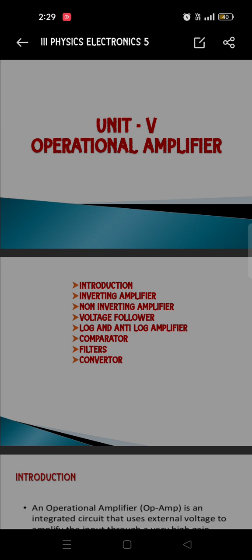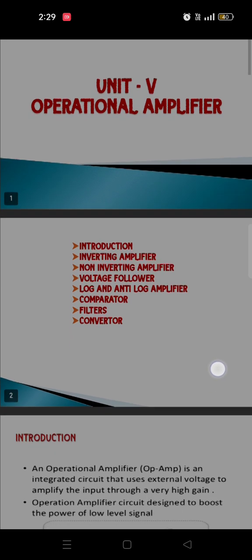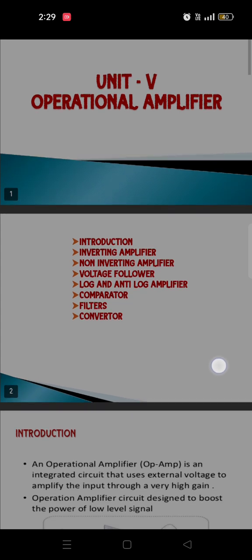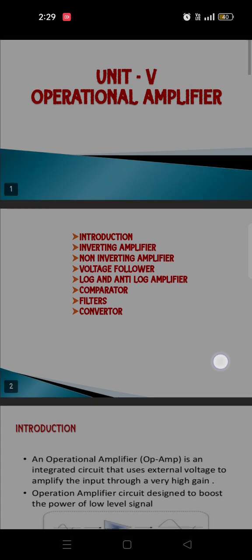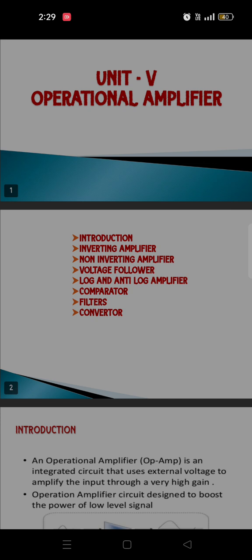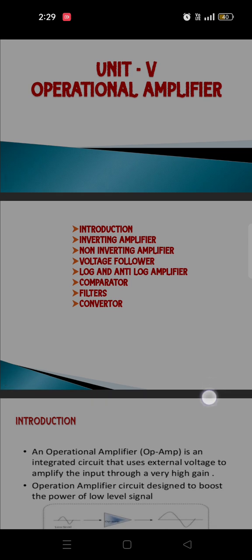Today we are going to discuss Unit 5 in electronics, which is named operational amplifier. In short, let us see the topics we are going to discuss today. First is introduction, then inverting amplifier, non-inverting amplifier, voltage follower, log and anti-log amplifier, comparator, filters and converter. These are the topics we are going to discuss today.